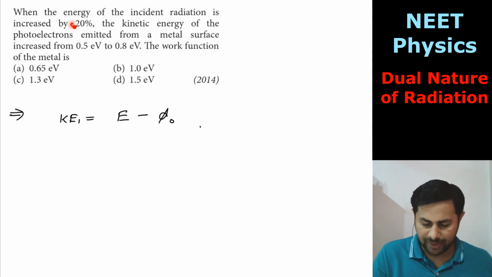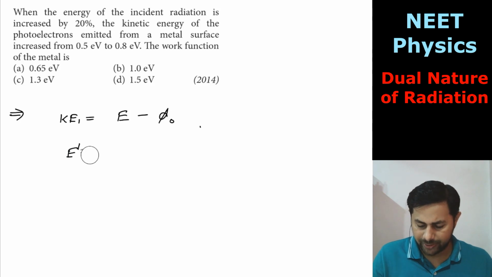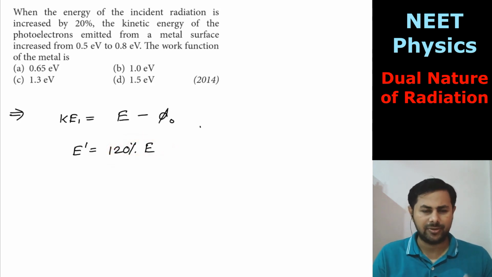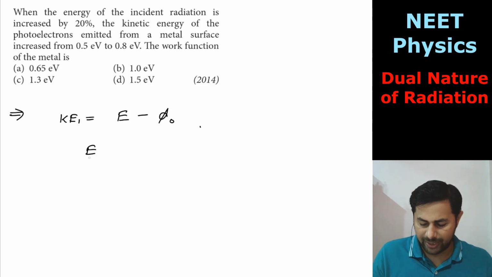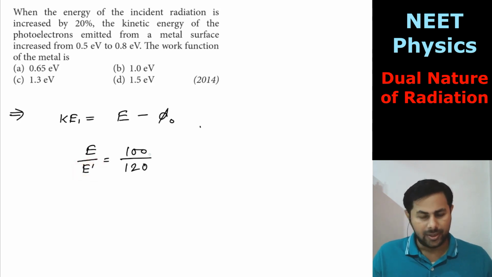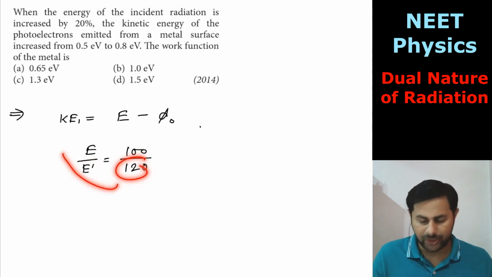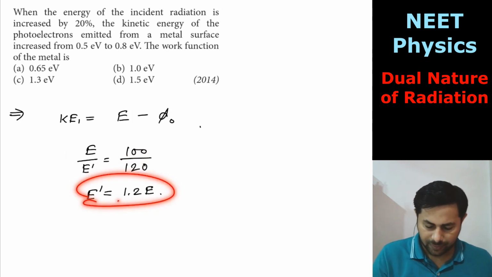Then it is increased by 20%. So if it is increased by 20%, what would be the value of E? I can say E prime would be equal to 20% extra, so 120% of E, that is 1.2 times E. Or I can say E by E prime would be equal to 100 divided by 120. If you solve this, you get E prime is equal to 1.2 times E.